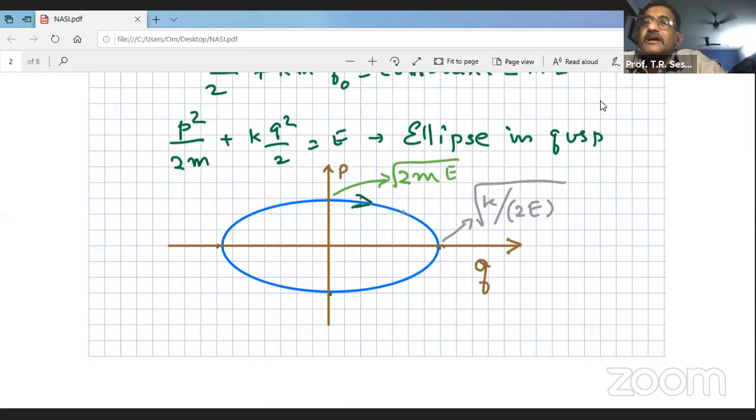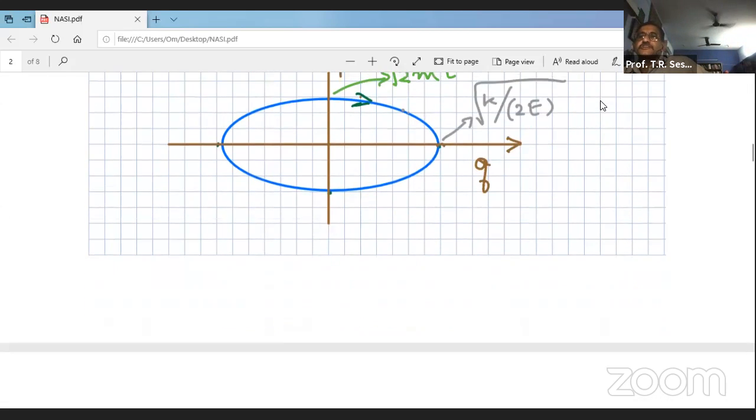Now, as I said, there is an arrow I have put, and the arrow is because this will always be traversed in the clockwise direction. Once the particle is at the positive maximum limit of q, then it can only move towards zero. So it means that the momentum is negative. If we start from the point marked there as the q intercept, from there it can only go down and then traverse the whole path in a clockwise direction.